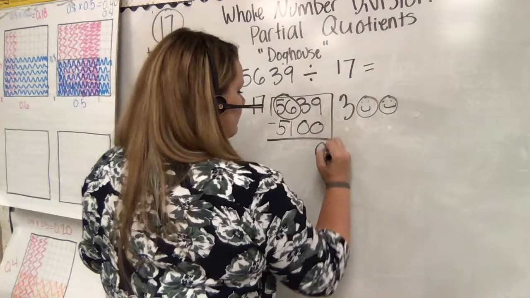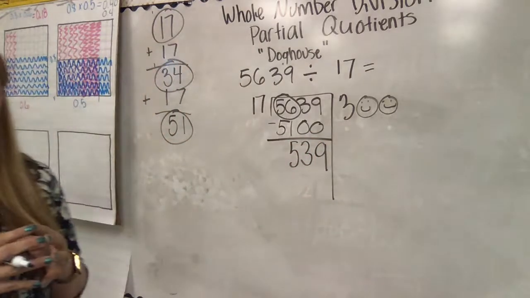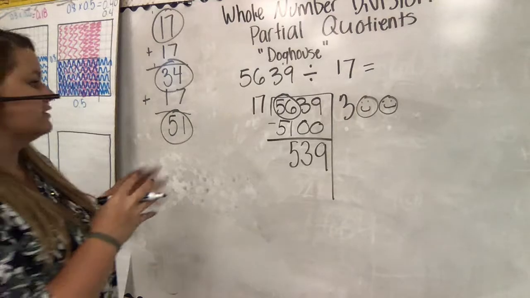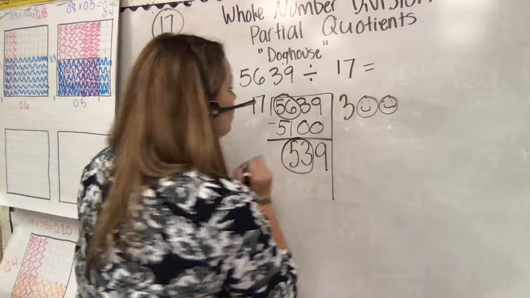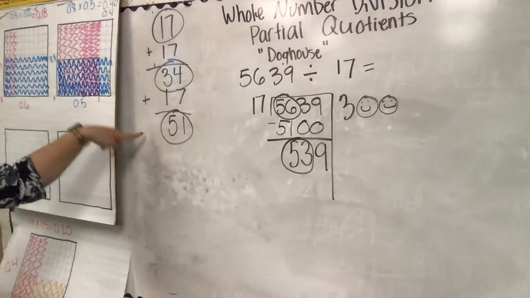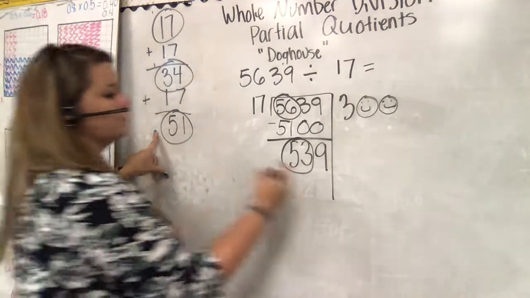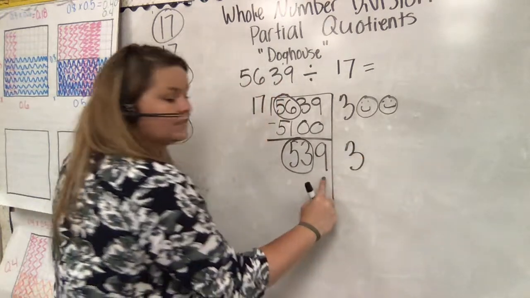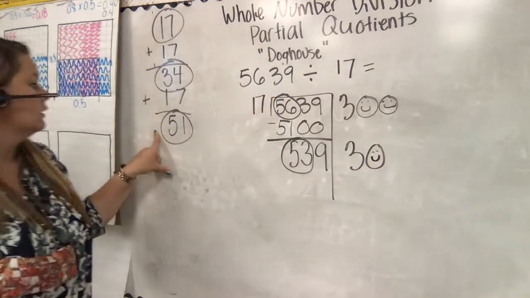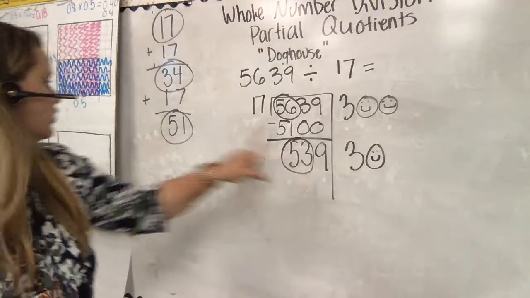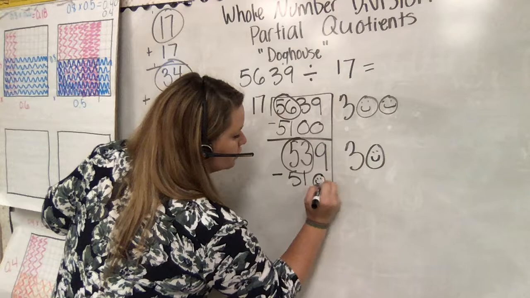So then I get 9, 3, 5. So I have 539. So now I have to see, will 17 go into 5? No. Will 17 go into 53? It will. And it's actually going to be another 17 times 3 because 17 times 3 is 51. So I'm going to put 3 here again, but this time I just need 1 placeholder because I have 1 digit that was not circled. So 17 times 3 is 51. So I'm going to subtract 51 with 1 placeholder.